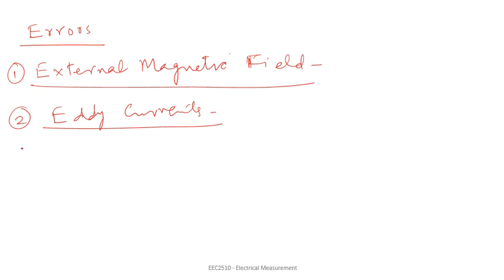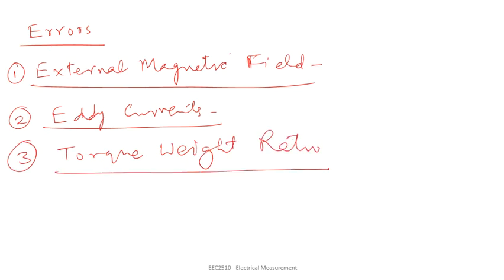Similarly, there can be error due to the torque weight ratio. These instruments have a low value of torque weight ratio, and a low value of torque weight ratio indicates a heavy moving system, and therefore the friction losses in these types of instruments are larger than in other types. So this is also one reason for errors.